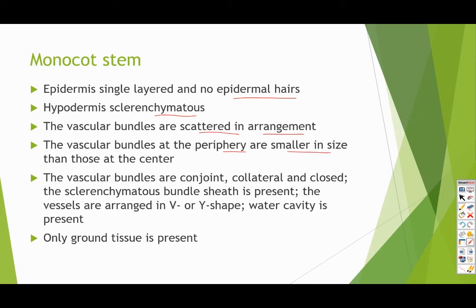This is the difference between a monocot and a dicot. Everything is small and goes on getting bigger. This is the monocot stem, which is scattered. This is in a ring form: the dicot stem.